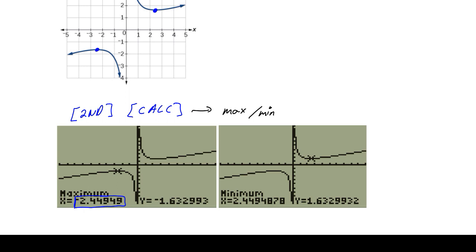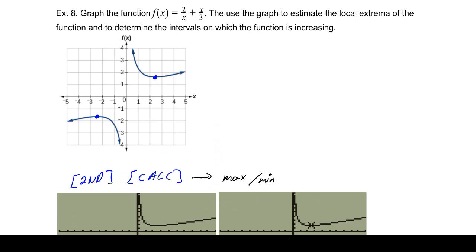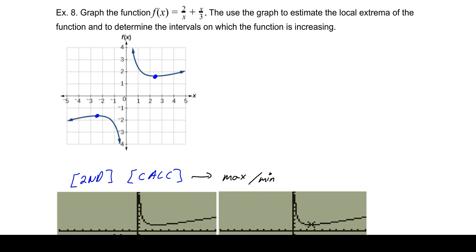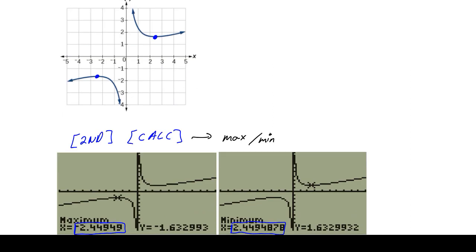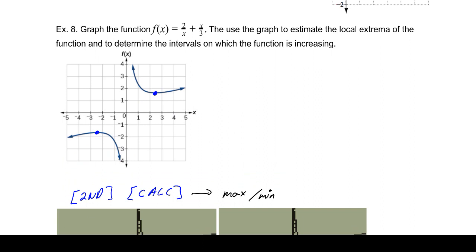Now the x value is where my minimum occurs. The actual minimum is 1.63299932. That is the actual value, so that's the y value. But the x coordinate is what I'm actually looking at. Where is the local minimum or maximum? All right, so it appears on this graph at first glance to be negative 2.5 and positive 2.5, but it is actually negative 2.44. I'll go ahead and round it to negative 2.45.